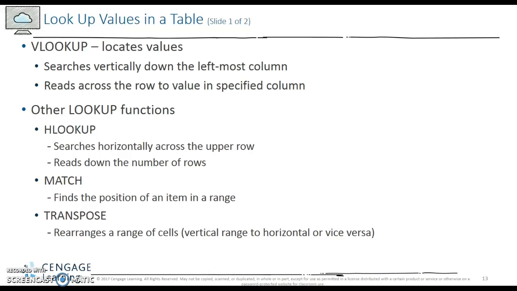VLOOKUP locates values. It searches vertically down the leftmost column, and it reads across the row to the value in a specified column. Other lookup functions are HLOOKUP, which searches horizontally across the upper row, and MATCH, which finds the position of an item in a range. TRANSPOSE rearranges a range of cells.